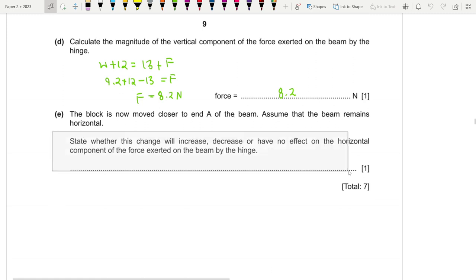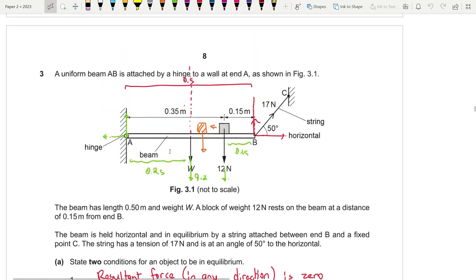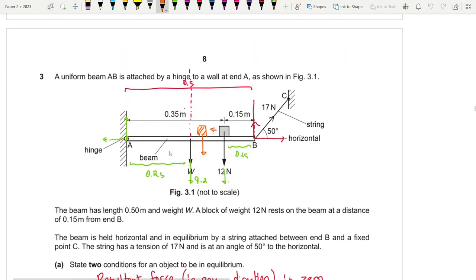State whether the change will increase, decrease, or have no effect on the horizontal component of the force exerted on the beam by the hinge. Remember I told you a second ago that there has to be a horizontal force that is exerted on the beam by the hinge that balances this horizontal force, right? So now this question is a bit critical.